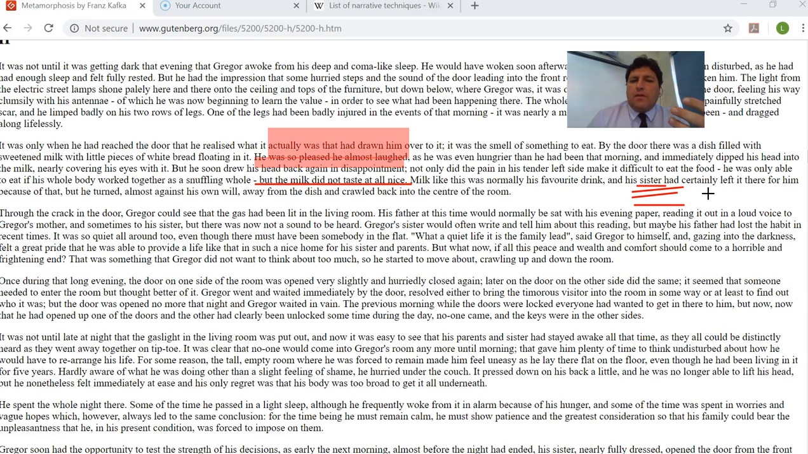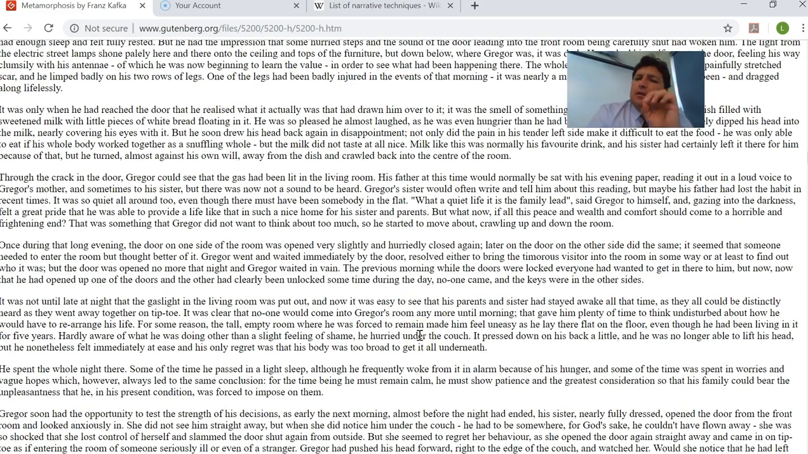The last thing I want to unpack in this particular paragraph is the word crawled. Crawled. The language around Gregor has changed and transformed as well. His movements are now bug and insect-like and are no longer like that of a human. His desire to eat hasn't changed. What he eats has.